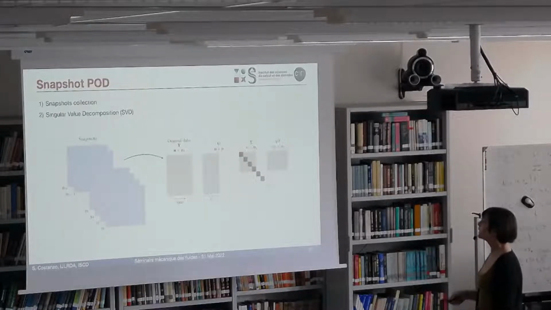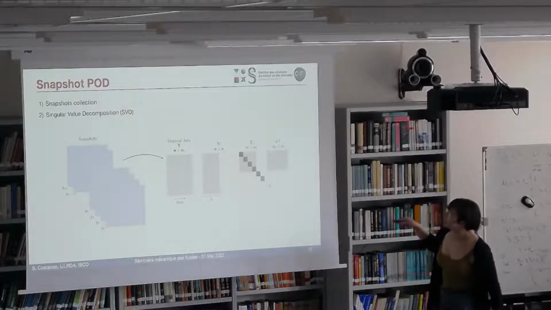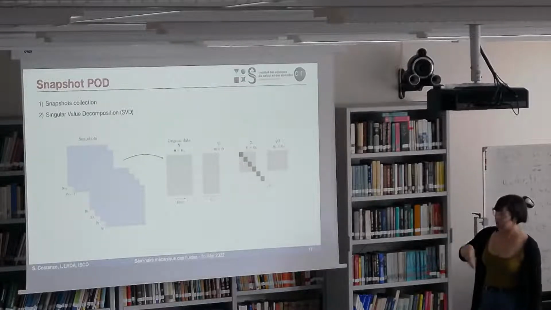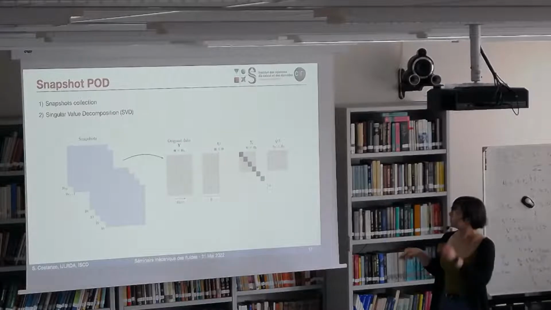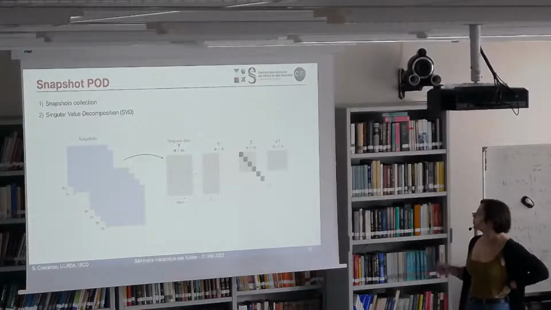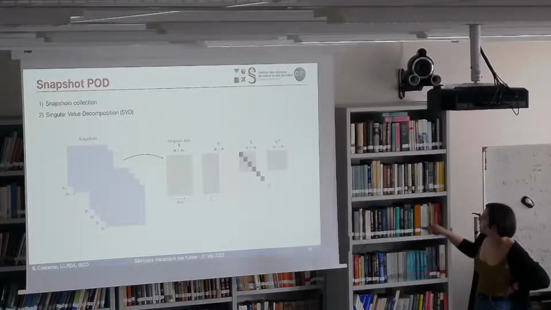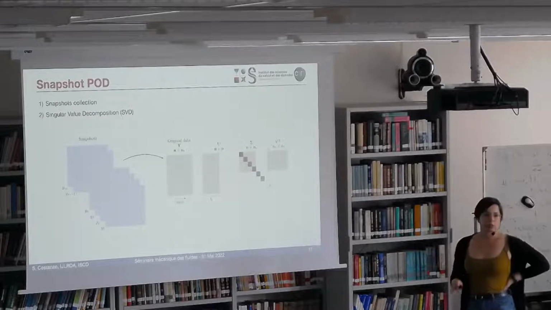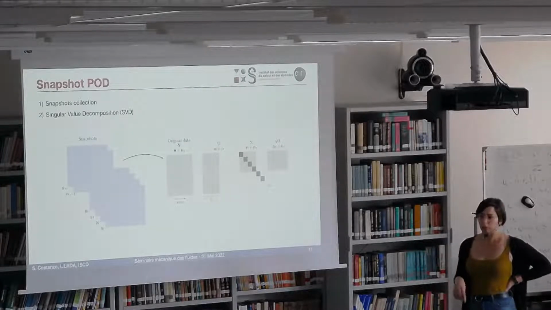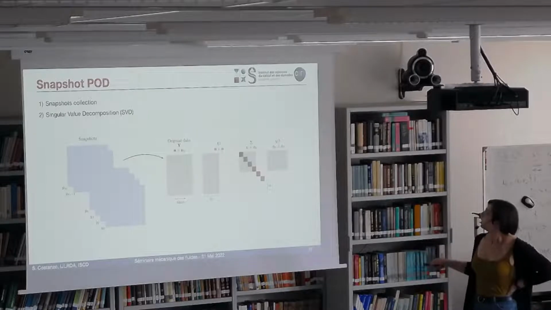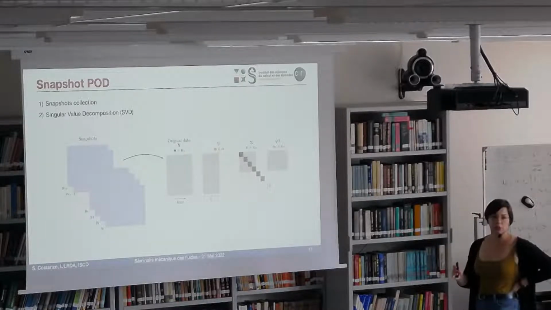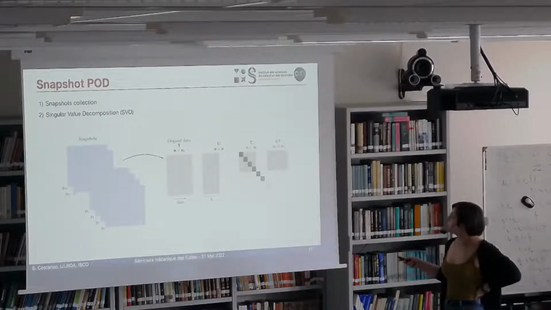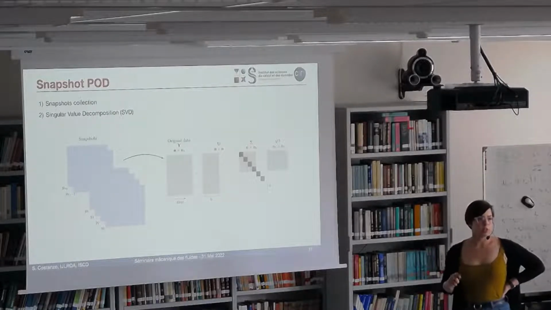So, a fast illustration of snapshot POD. I take my time history of the data, I put it in a matrix, perform SVD, and I'm able to get the POD modes and the singular values, which are in descending order. When we use the full matrix, the approximation is accurate, so this is equal. Or we can truncate the basis in order to reduce the dimension of the system, and of course we have some approximation error in this case.